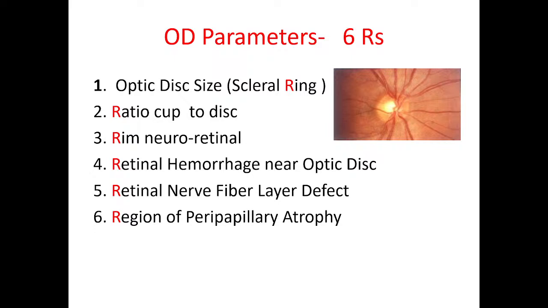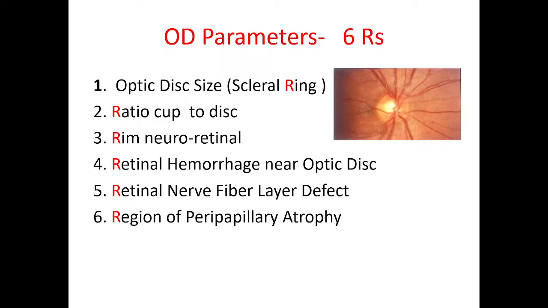I was telling you, we see typical changes in the optic nerve head, as per the definition. So what do you see in the disc in glaucoma? How will you come to know which changes are typical for glaucoma? These are the changes which we see, the 6 R's. One is the size of the scleral ring, the size of the disc. Is it a large disc, a small disc, or an average size disc? So first you have to comment on the size of the disc.